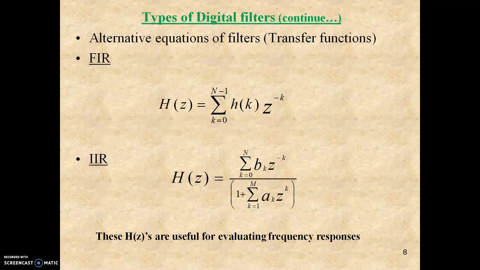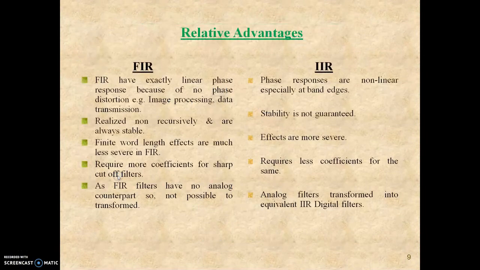This screen shows the alternative representations for the FIR and IIR filters. These are the transfer functions for these filters and are very useful in evaluating their frequency responses. H(z) is also known as the system function or transfer function. The choice between FIR and IIR filters depends largely on the relative advantages of the two filter types.